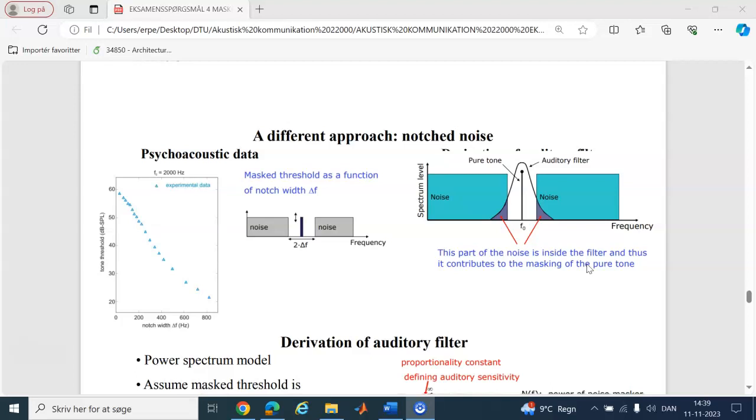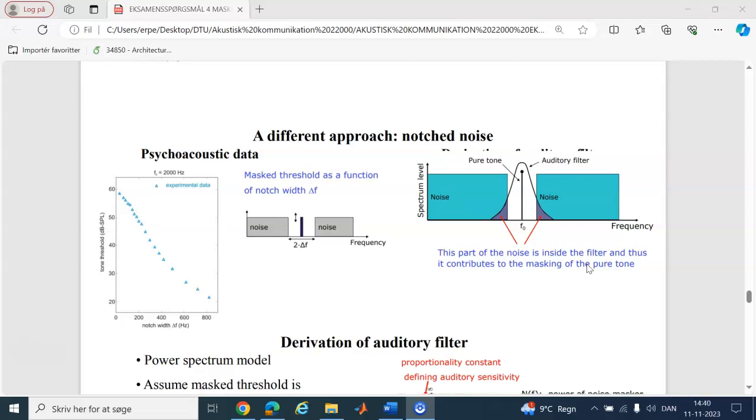We also have a different approach, notch noise. That means there's a noise with lower frequencies and upper frequencies, and a gap around the tone. Masked threshold as a function of notch width. We have a notch width of 2 times delta f.